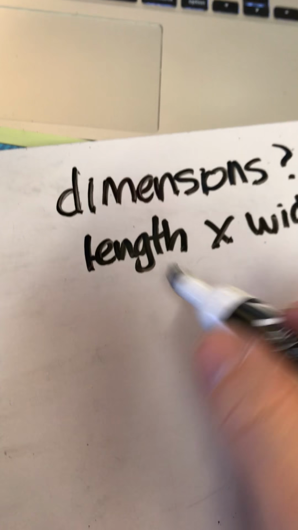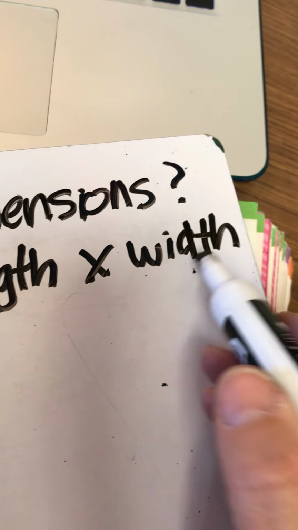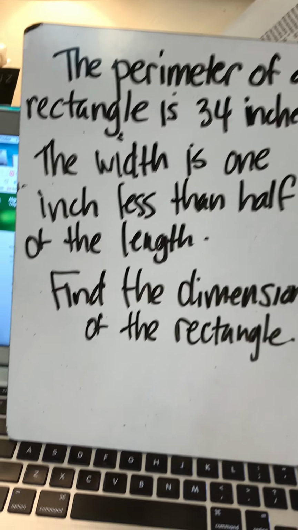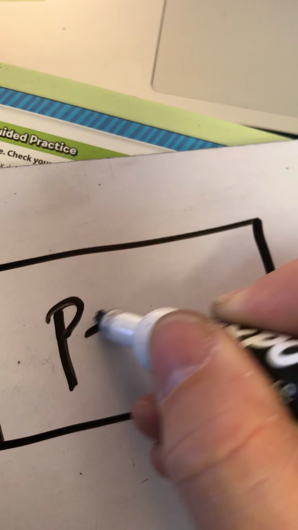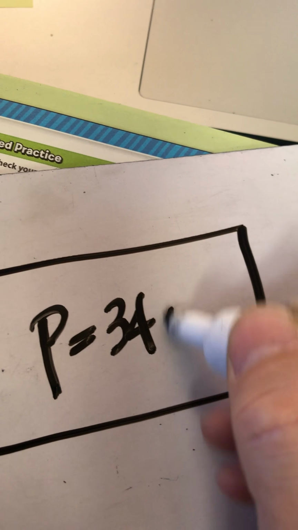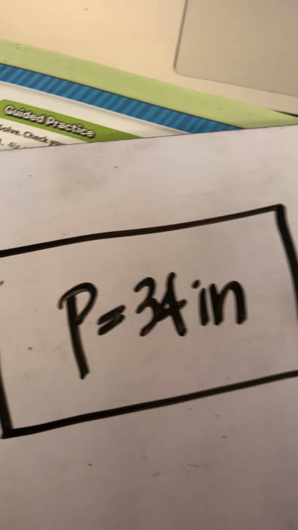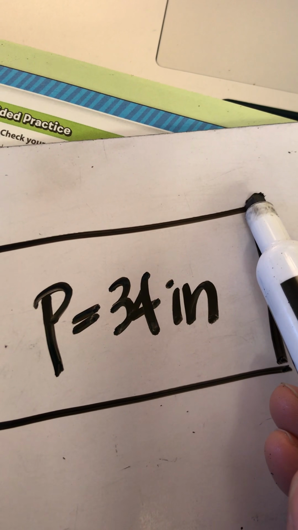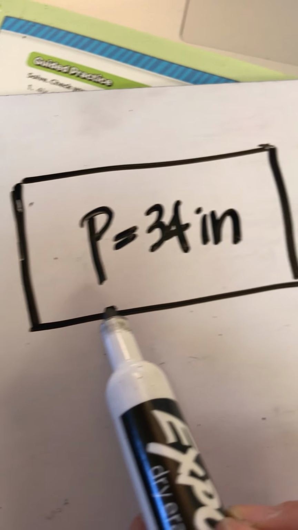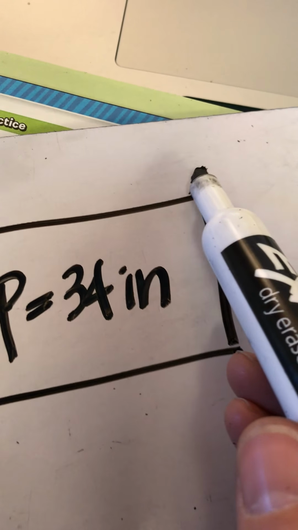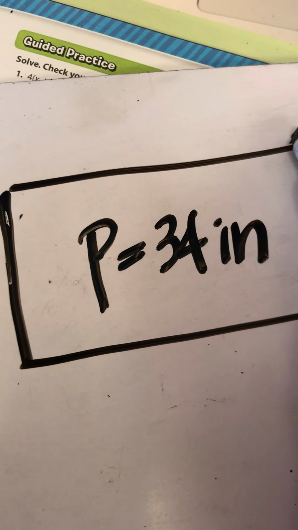So we're going to have to figure out the length of this and the width of this. Now it gives us some important information. I'm going to go ahead and fill in what it's telling us. It's telling us that the perimeter is 34 inches. That's going to be useful. Let's think about what the perimeter is. The perimeter is the distance around. So if I come here, and here, and here, and here, that's the perimeter.